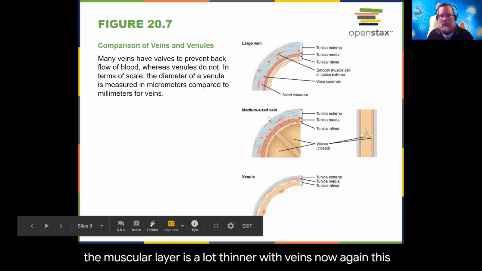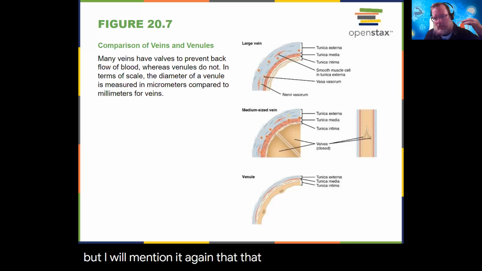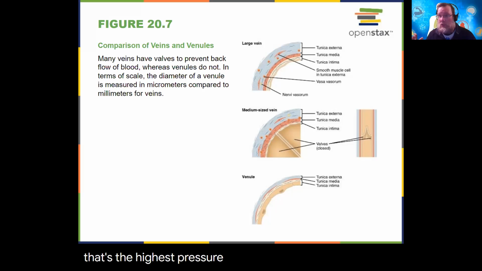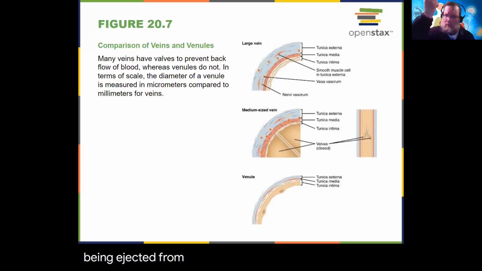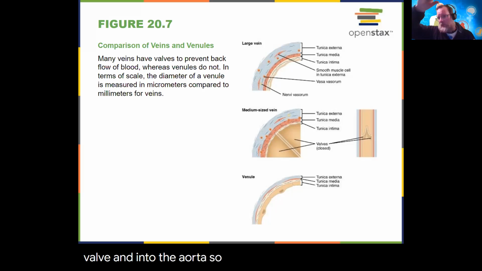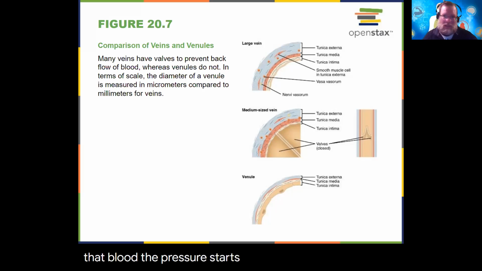Now, this does get into a little bit of physiology with blood pressure, but I will mention it again. At the aorta, when we eject blood from the left ventricle into the aorta, that's the highest blood pressure area in the body. It's the most pressure, where blood is being ejected out of the heart through the aortic valve and into the aorta. As we continue through the body, the pressure starts to get less and less, right?